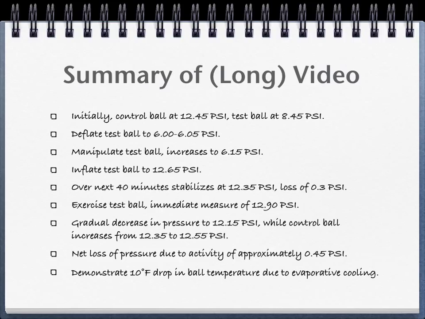So I exercised that ball. It was at 12.35 now, and immediately after exercising it was up to 12.9 psi. It gradually decreased in pressure until it stabilized at 12.1 psi. Concurrently, the control ball increased from 12.35 to 12.55 psi. So there was net loss of pressure due to the activity of approximately 0.45 psi.